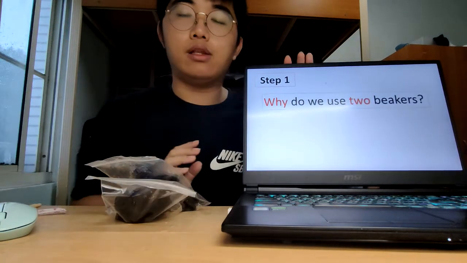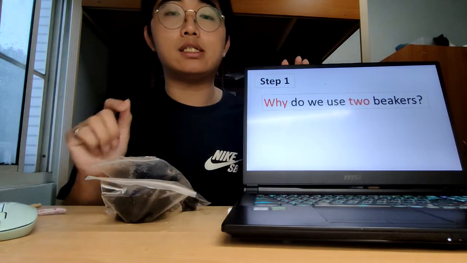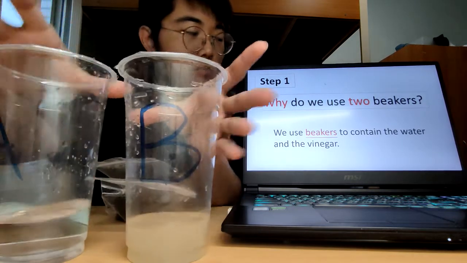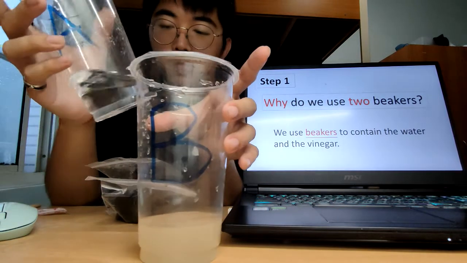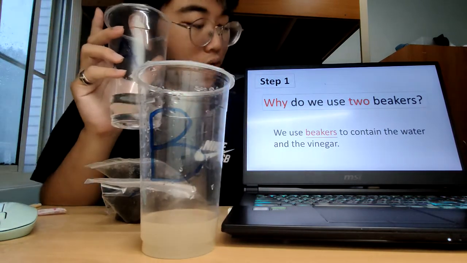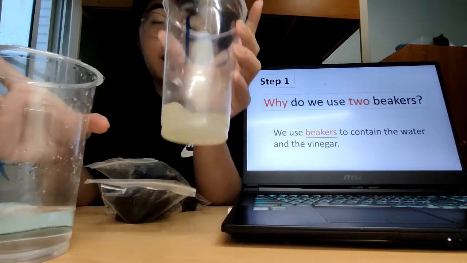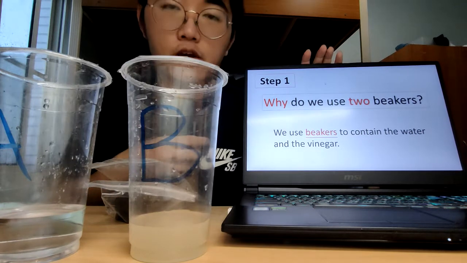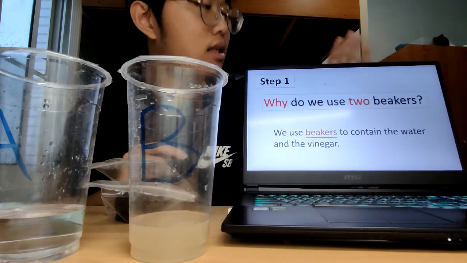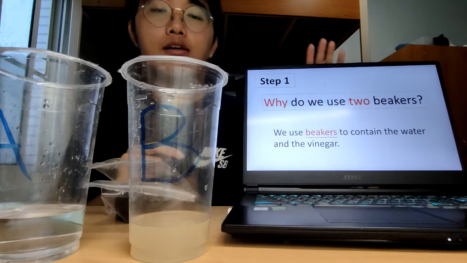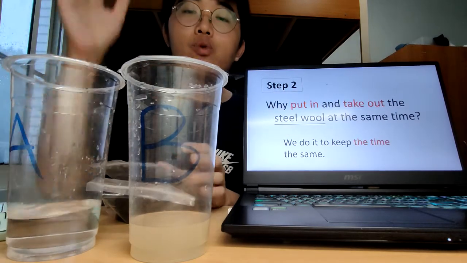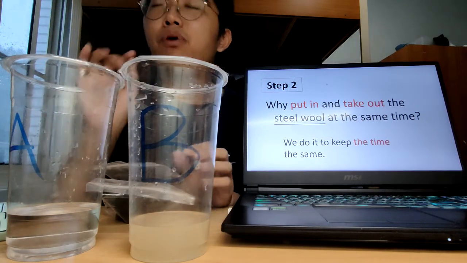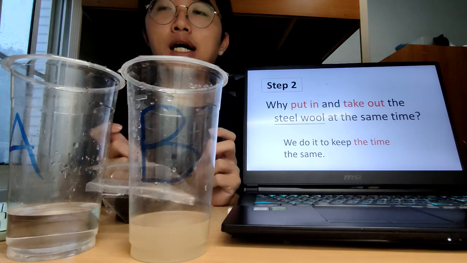In step 1, why do we use 2 beakers? Why do we use 2 beakers? We use beaker A to contain the water. We use beaker B to contain the vinegar. Everyone read, we use beakers to contain the water and the vinegar. Step 2, why do we put in and take out at the same time?